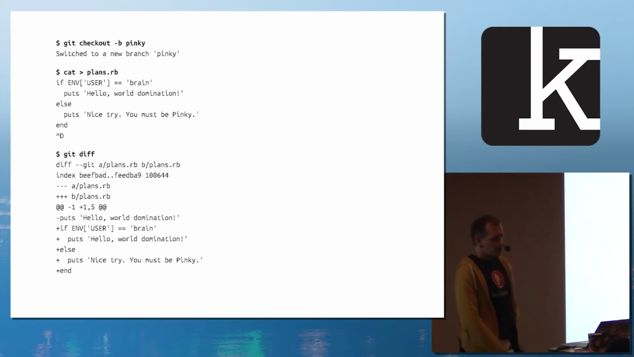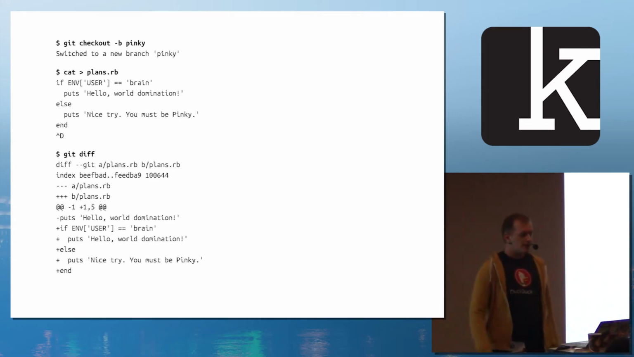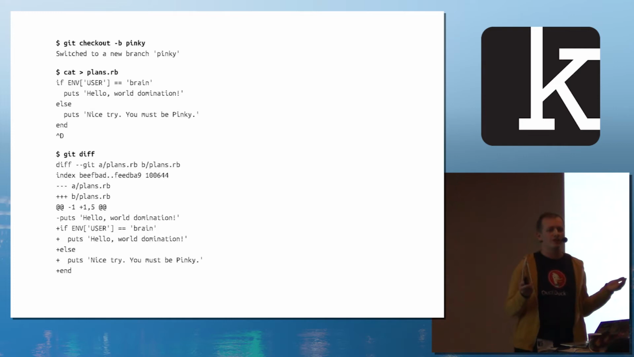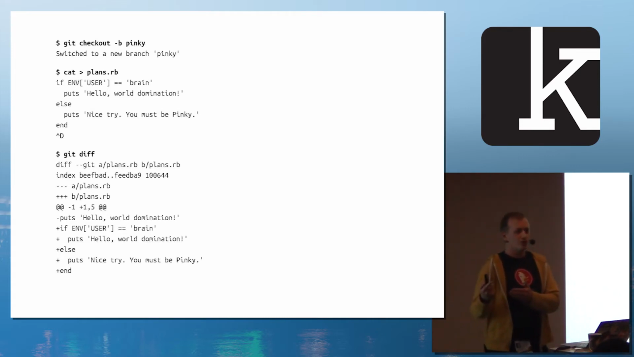So let's go on. Let's create a new branch, Pinky, and let's realize that our world domination application is actually runnable by anyone, whereas we want it to be only runnable by Brain, because he's the one who's supposed to take over the world, and Pinky is not necessarily supposed to take over the world on their own.